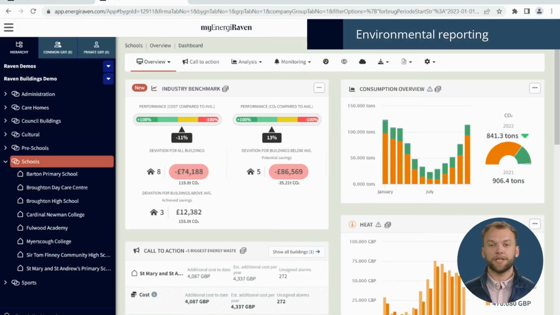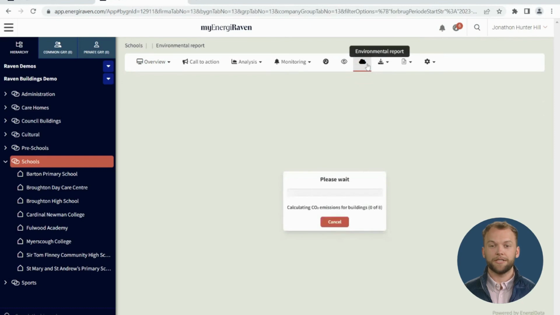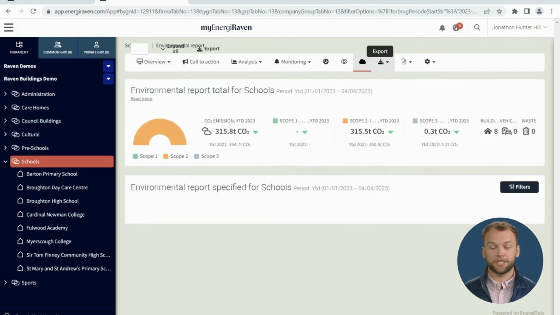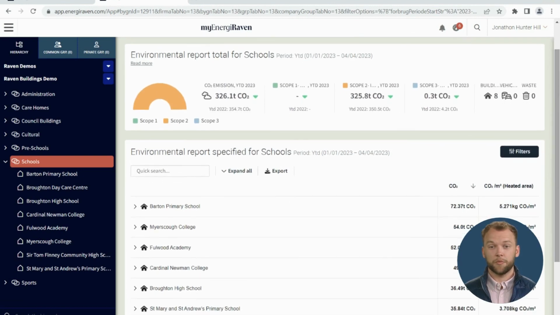Being able to report on the environmental performance of our buildings is becoming increasingly important. This module collates the data of scopes 1, 2, and 3 required for ESG reporting, which is typically a very onerous task. We can then export the data into spreadsheets to share our green performance.